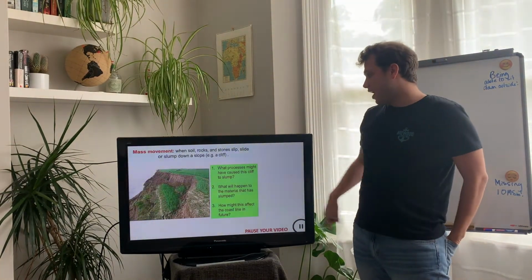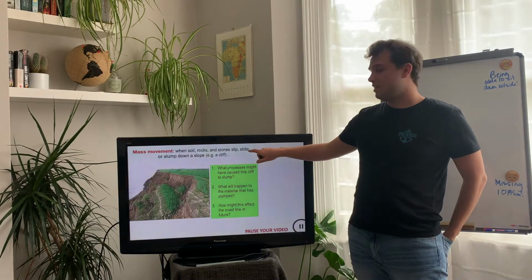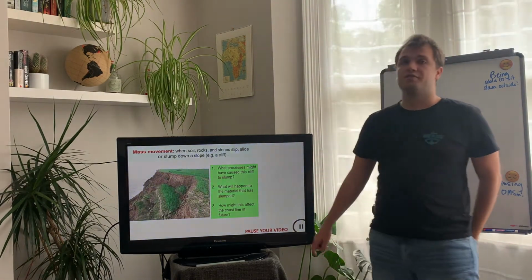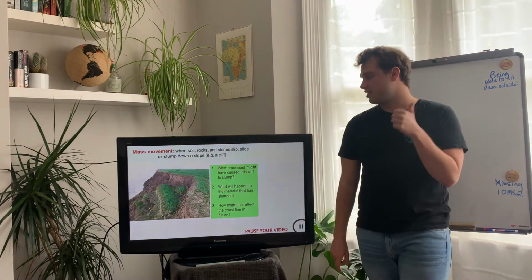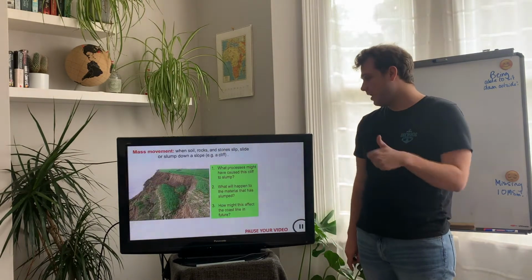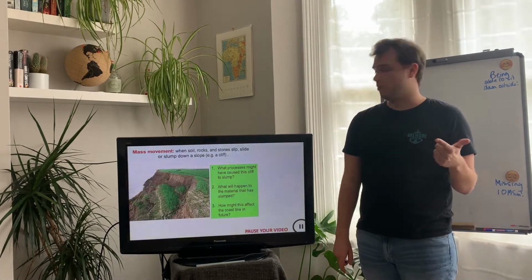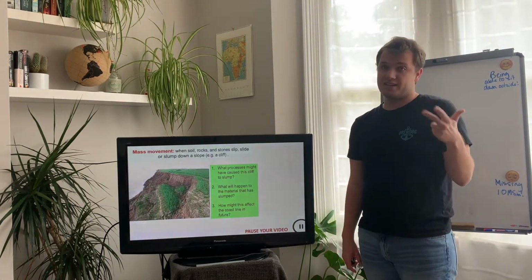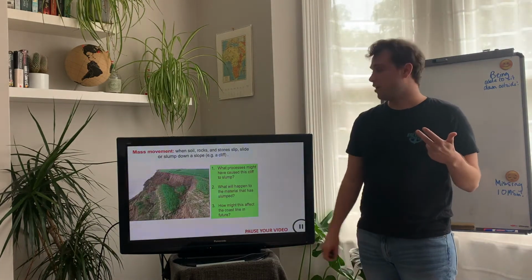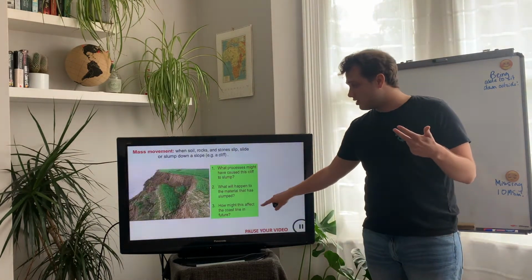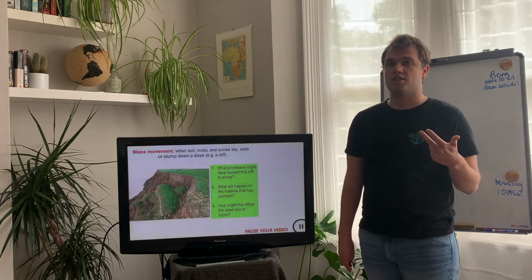Okay? So once you've copied that key term down, I want you to answer these three questions in full sentences. So what processes might have caused this cliff to slump? What will happen to the material that has slumped? And how might this affect the coastline in the future? So copy out the key term and answer these three questions in full sentences.